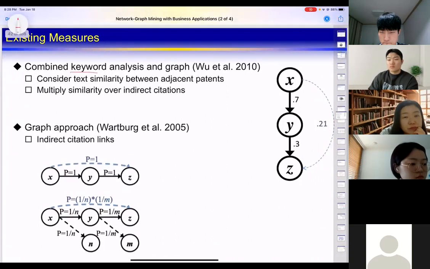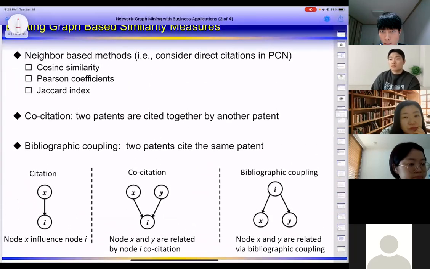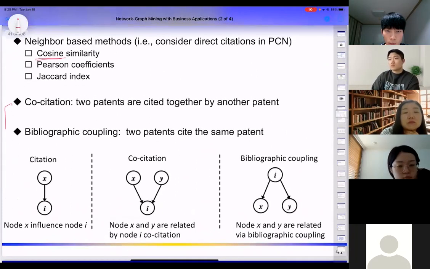So there are existing similarity measures. Sometimes they use keywords from the text data. Let me briefly introduce: cosine similarity, Pearson coefficient, Jaccard index. These two are very popular ones. If you know this concept in graph mining, it will be useful.